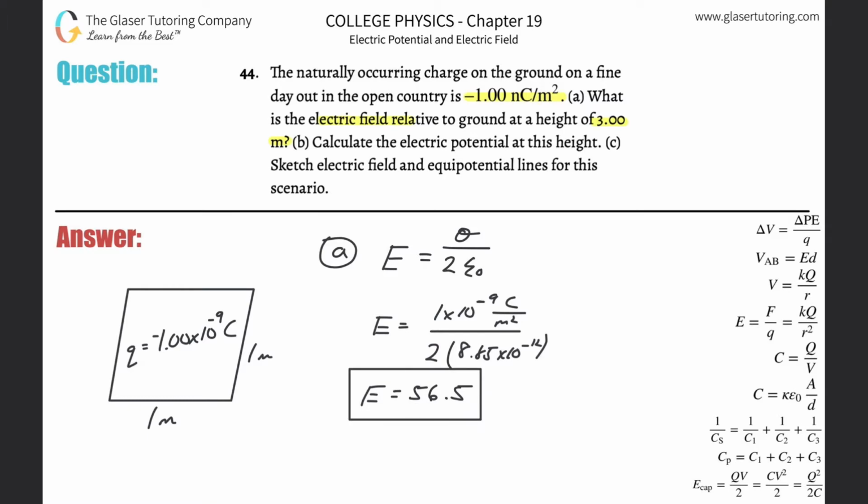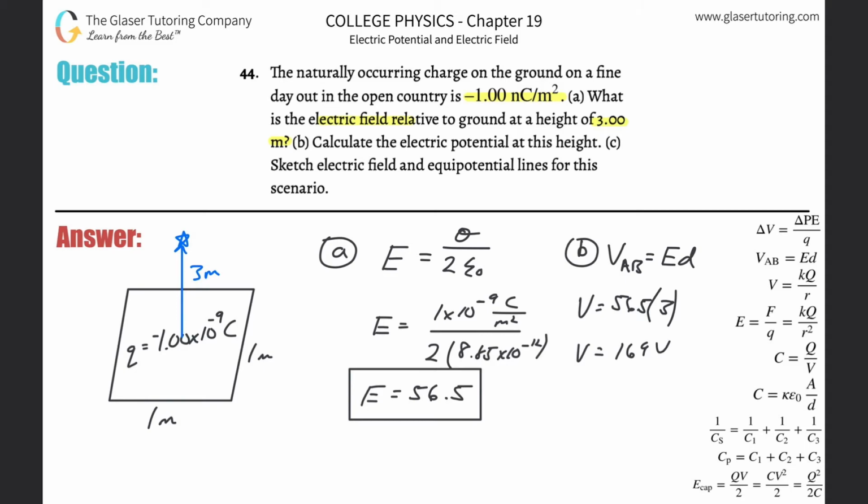All right, great. Letter B, it says calculate the electric potential at this height. If we know the electric field and a distance and we want to calculate the potential, we use this formula: the potential difference between 2 points is equal to the electric field, which we're assuming to be constant everywhere, multiplied by the distance. We're at a particular height above this infinitely charged sheet. The height here is 3 meters. So I just plug in the values. The electric field was 56.5, the distance was 3. Let's do that multiplication. And what do we get? About 169 or so. 169.